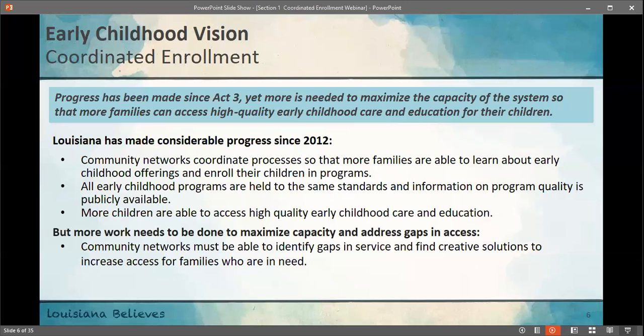So we think the next iteration of coordinated enrollment really has to address the fact that we know kids across the state are still not accessing care and education at the rate that they should be. Partly this is a funding challenge, but we think there's also ways to address it through coordination.